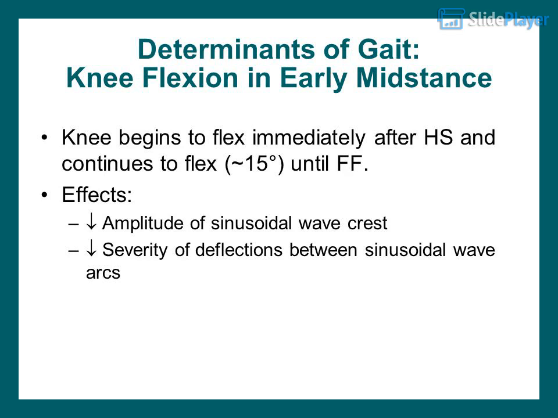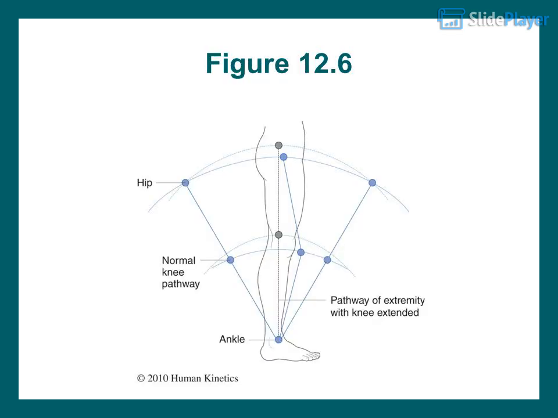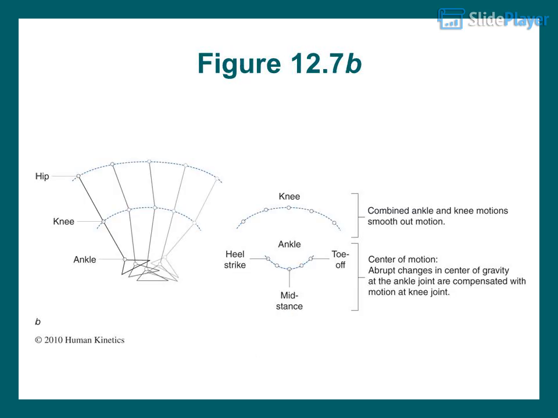Determinants of gait. Knee flexion in early midstance. Knee begins to flex immediately after HS and continues to flex, approximately 15 degrees, until FF. Effects. Amplitude of sinusoidal wave crest. Severity of deflections between sinusoidal wave arcs. Figure 12.6. Figure 12.7b.